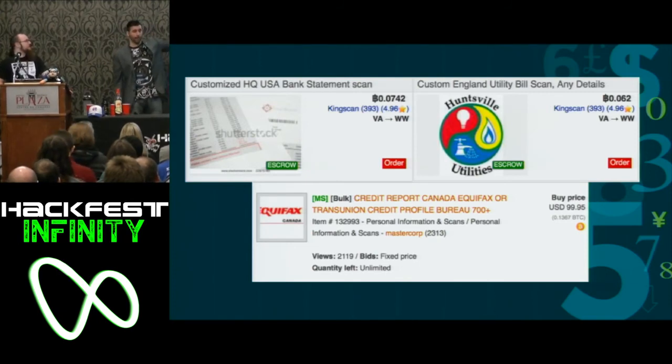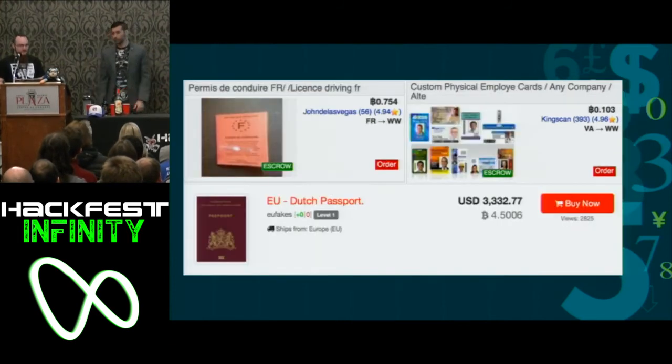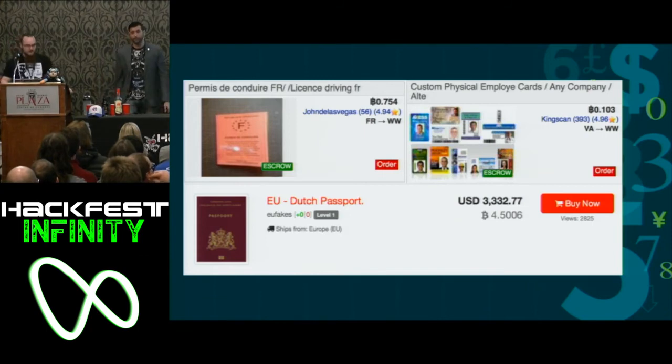So now I can get an ID with a fake name and a fake address, a valid federal ID, an actual ID, for 62 cents, times two. But yeah, or you can actually just buy the ID.